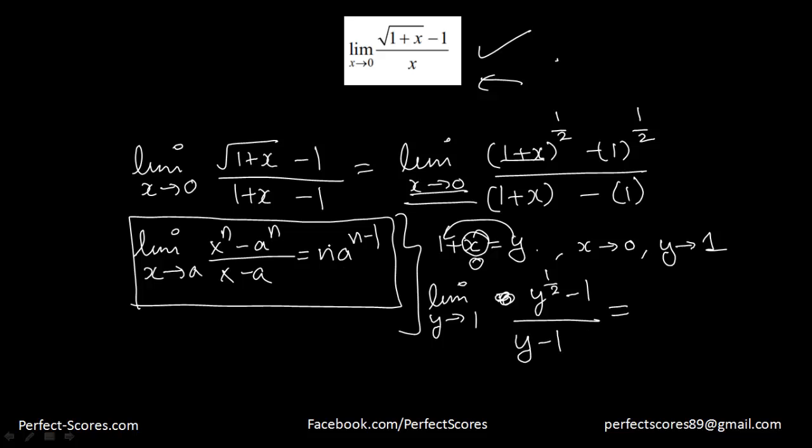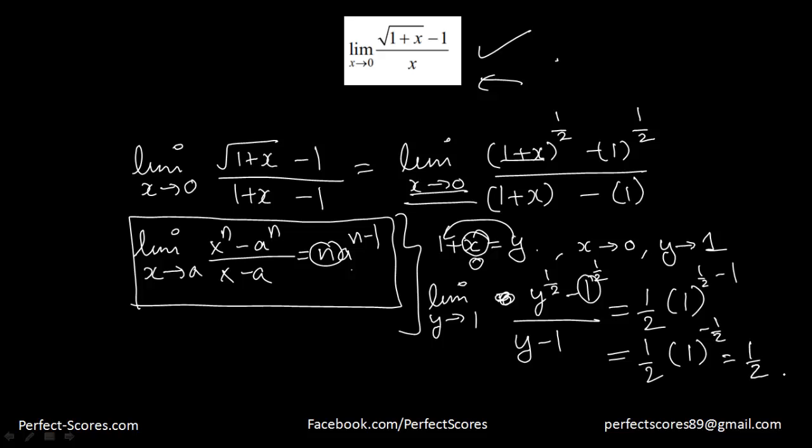So this is going to be n, which is nothing but 1 by 2 into a, which is nothing but 1, raised to the power n minus 1. So that is going to be raised to the power n minus 1, which is going to be equal to 1 by 2 minus 1. So which is going to be 1 by 2 into 1 raised to the power minus 1 by 2, which is going to be equal to 1 by 2.